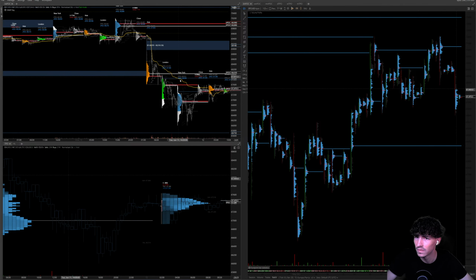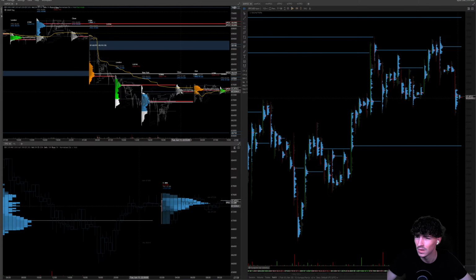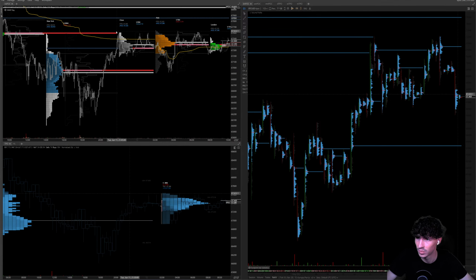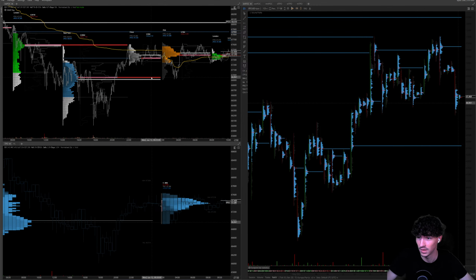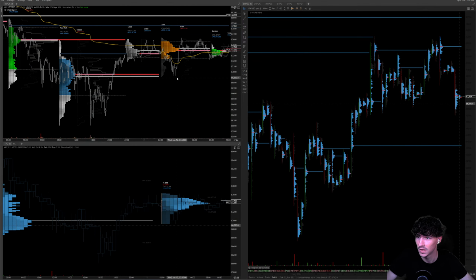We've got a naked session point of control here. That was the top, you can see here on the right. That was literally the top. We've got one then on the New York naked session point of control. That was the bottom here. You've got 2 good trades, I think, with maybe some good data.